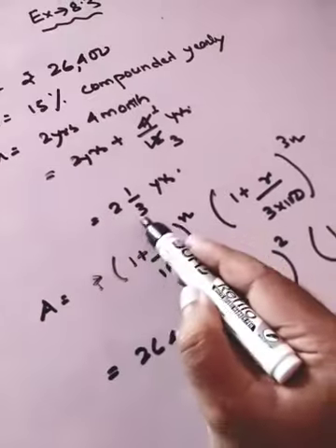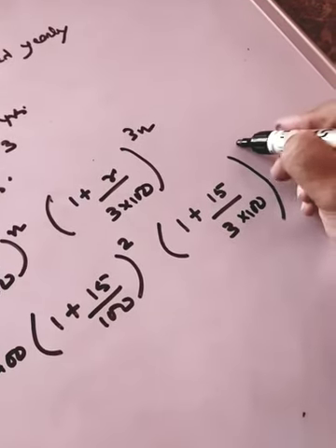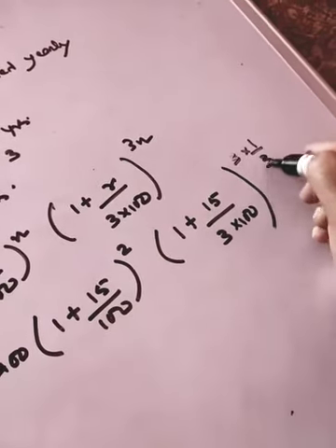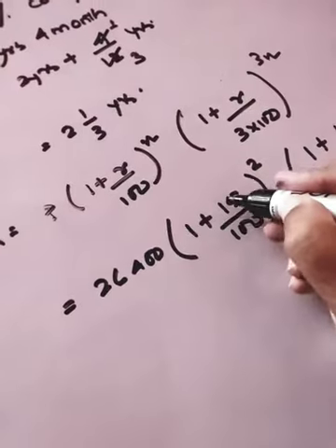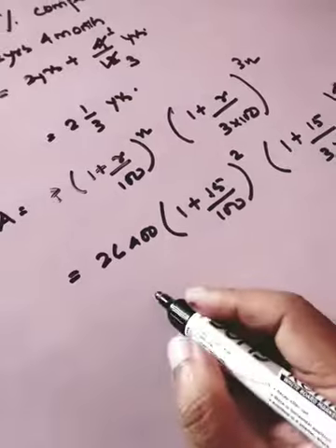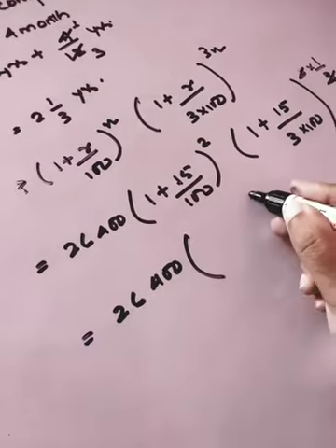Now what is the second part of the year? 1 by 3. So in place of n, we'll write 1 by 3. Now this will be cancelled. Okay, now let's reduce this. Okay, never mind. Let's see. 26,400. Let's solve the bracket.